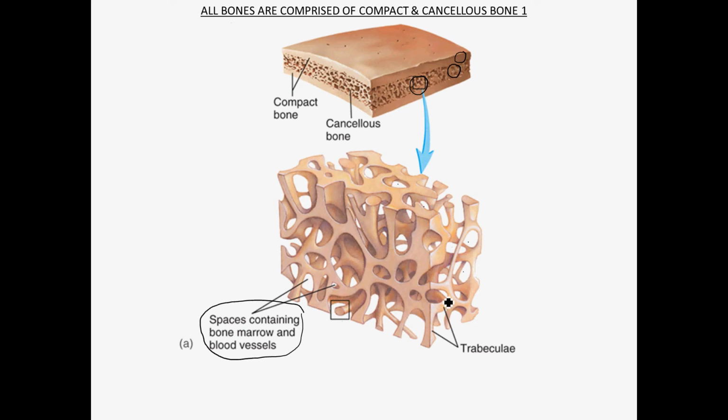But the actual pieces of bone here, these bridges, these struts, these trusses, are known as trabeculae. Right? So the actual bone part are known as the trabeculae in the cancellous bone, or the spongy bone, as it's sometimes called. So be looking for the compact as well as the cancellous bone.